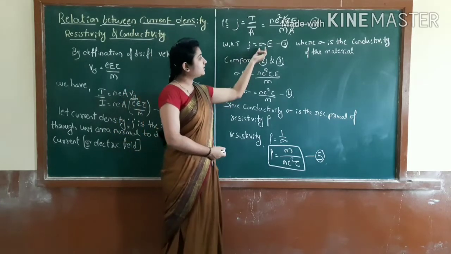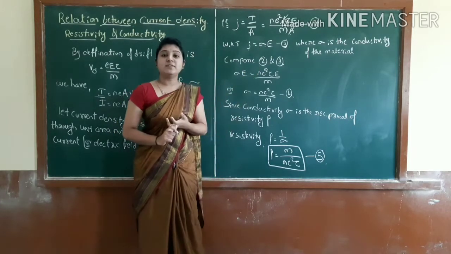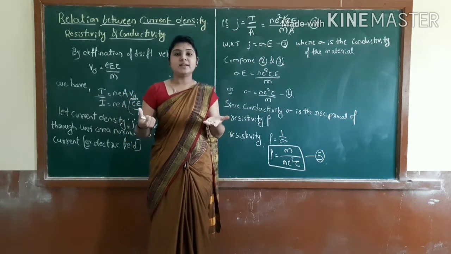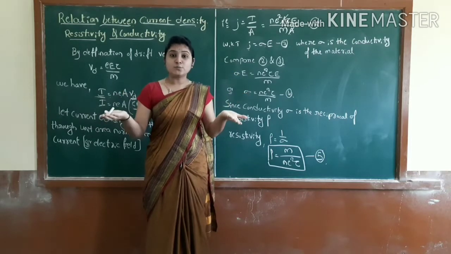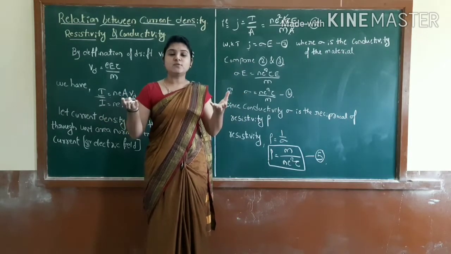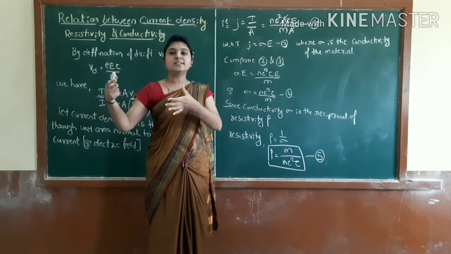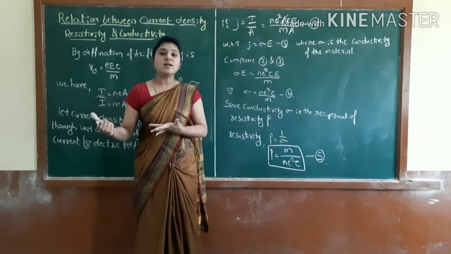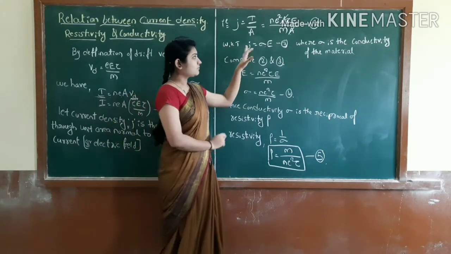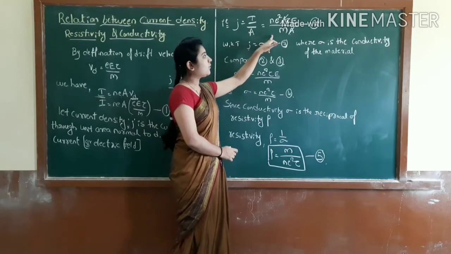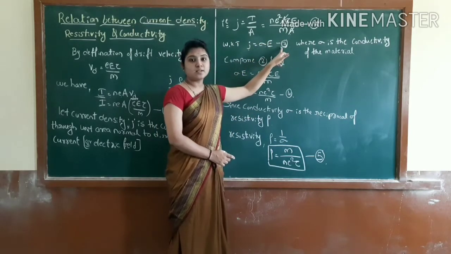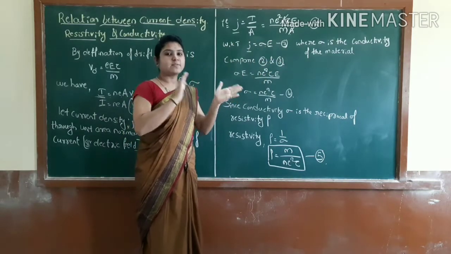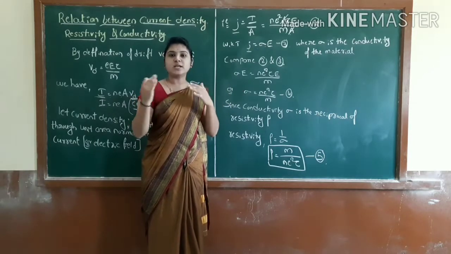Then students, this sigma is what we call the conductivity of the material. If the material has more conductivity, then more current will flow. Conductivity means the material which conducts the electric current easily. That is the conductivity of the material. So just compare equation number 2 and equation number 3. Both have J on the LHS, so I can easily compare both equations.